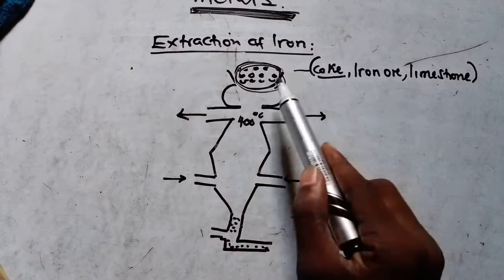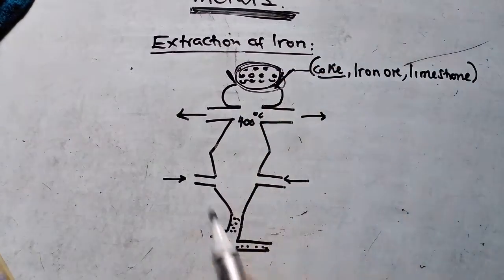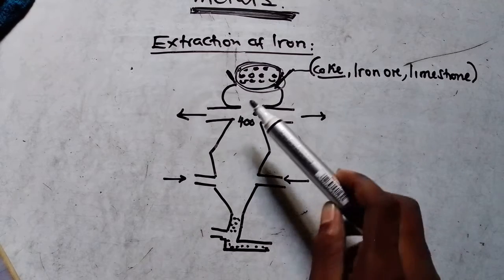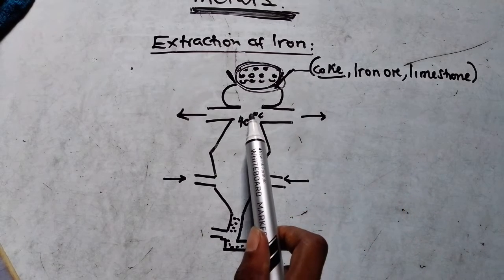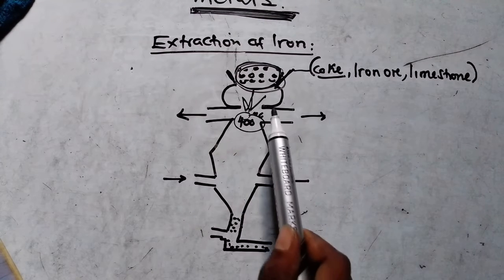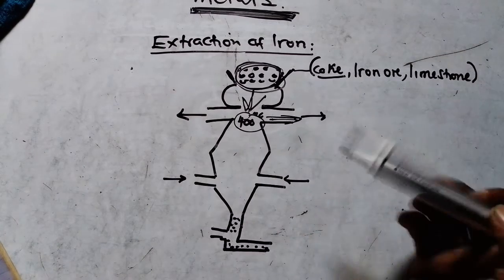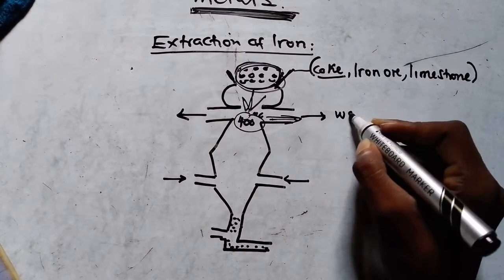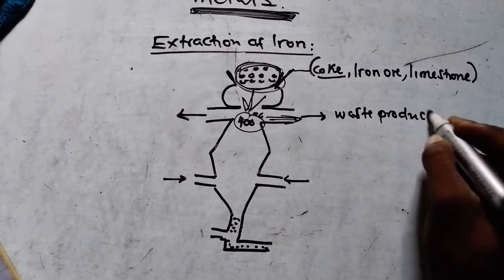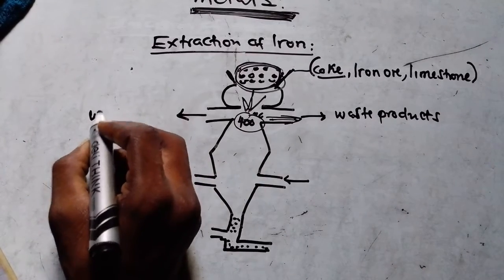We put them here. Now, after putting them here, what do we expect? The coke, iron ore, and limestone are going to be heated by the heat which is coming from here. When they are being heated, they are going to release some heat. Now, this heat which is coming out here is what we refer to as waste products. So this is waste products. Even here we have the waste products.